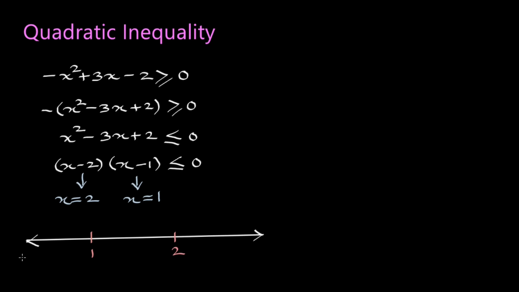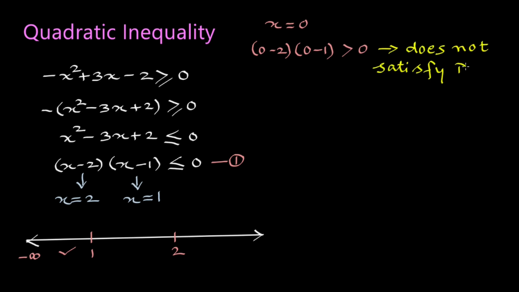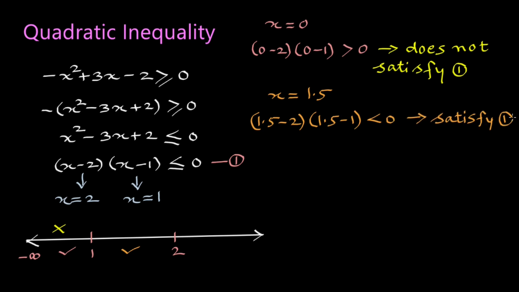So in the first interval minus infinity to 1, we take x equals 0 and substitute in equation 1. 0 minus 2 into 0 minus 1 will be positive. That does not satisfy equation 1. So we put a cross here. In the second interval 1 to 2, we put x equals 1.5. So 1.5 minus 2 into 1.5 minus 1 will be negative, which satisfies equation 1. So we put a tick mark here.